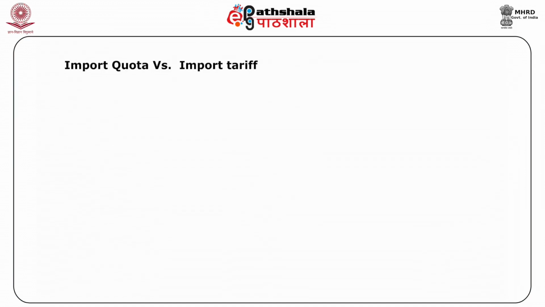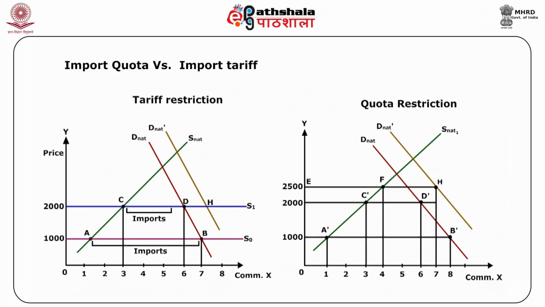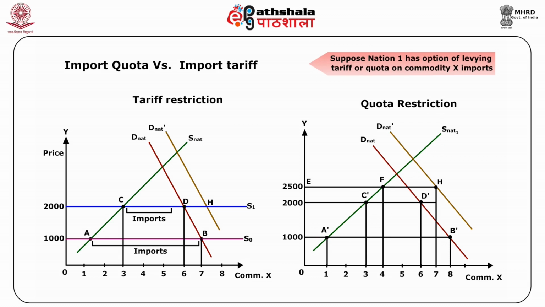The example illustrates how, during periods of growing demand, an import quota inhibits the volume of imports by a larger amount than does an equivalent import tariff. The figure represents the hypothetical trade situation of nation 1 in commodity X. The nation 1 supply and demand schedule is given by S_N1 and D_N1, and S_N2 represents the nation 2 supply schedule. Suppose nation 1 has the option of levying a tariff or quota on commodity X imports to protect nation 1 companies from foreign competition.